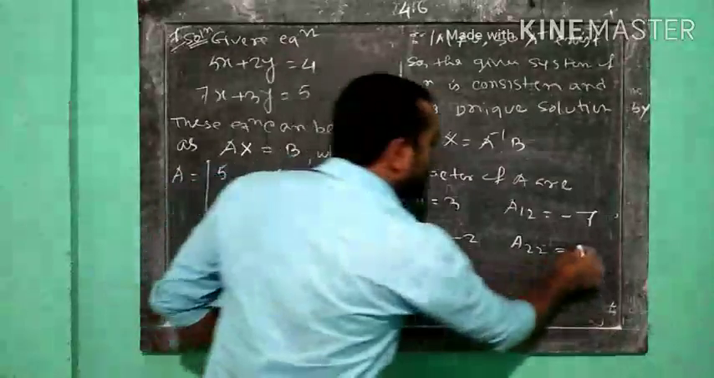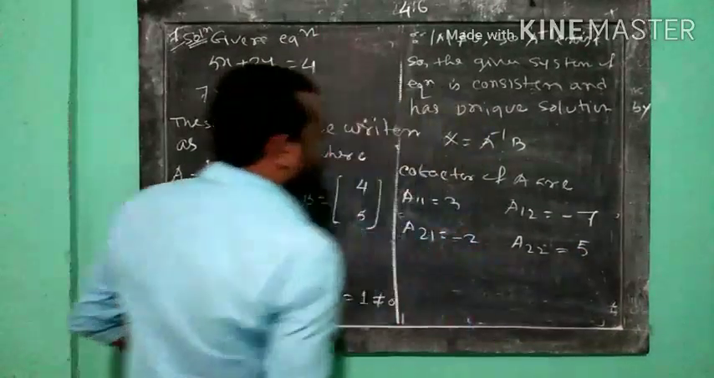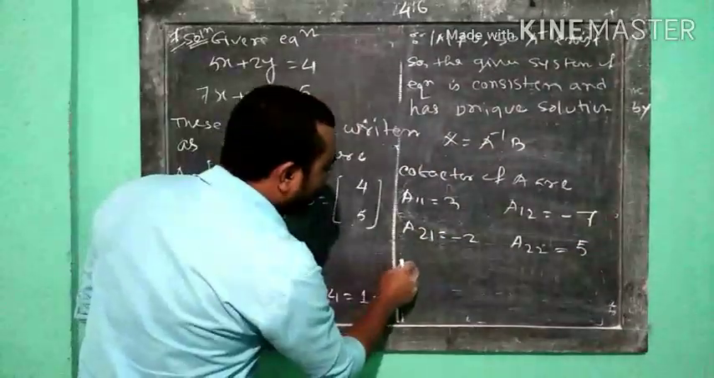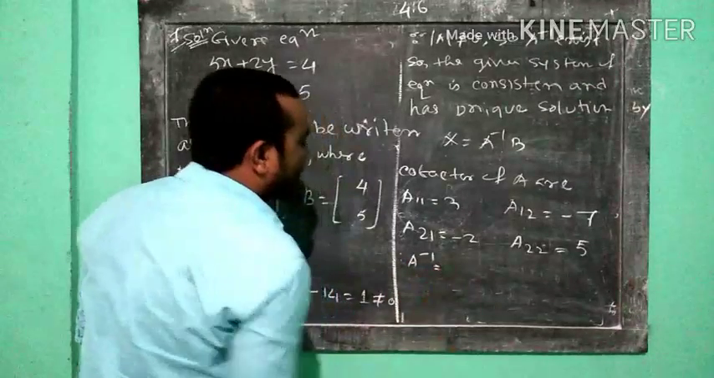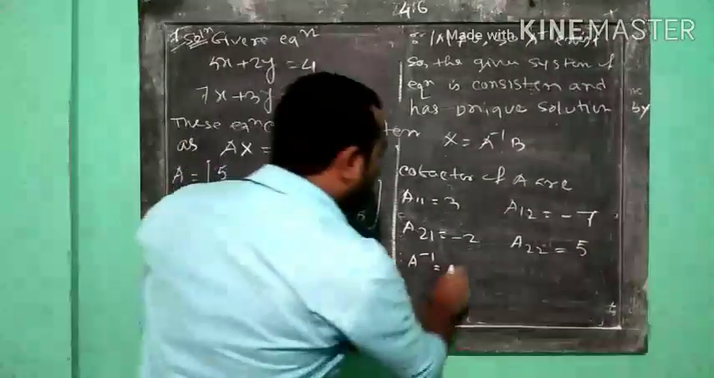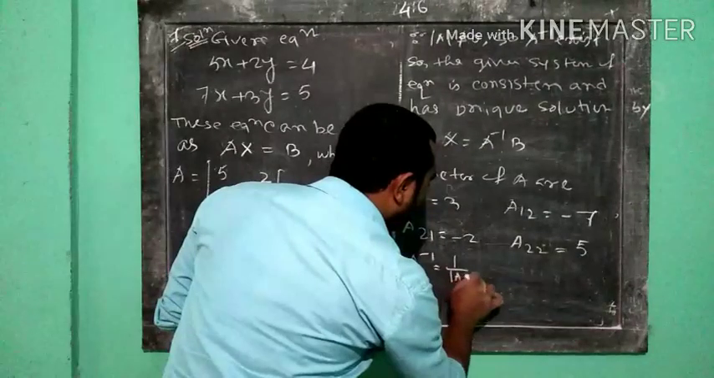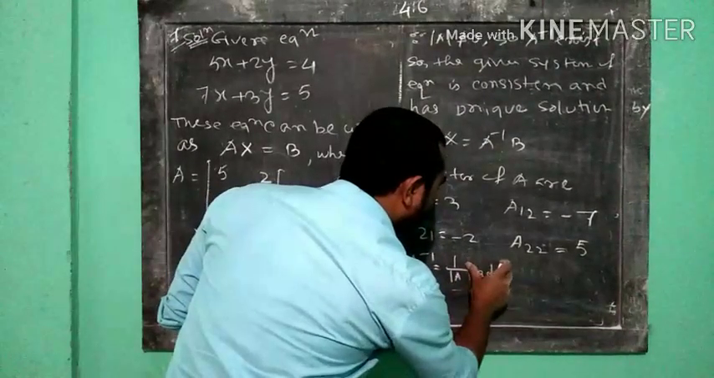A22 is 5. This is okay. Therefore A inverse equal to what? A inverse equal to, the formula is what? 1 by determinant of A into what? Adjoint of A.